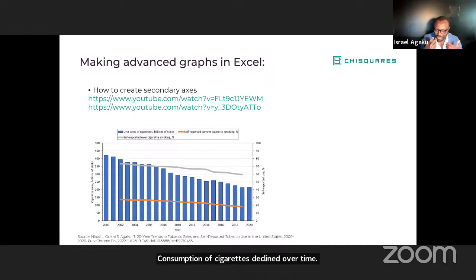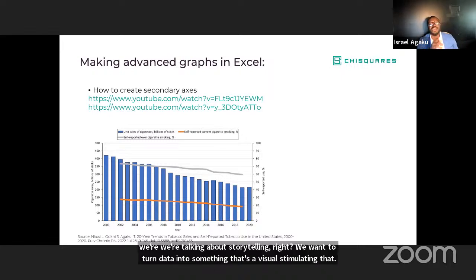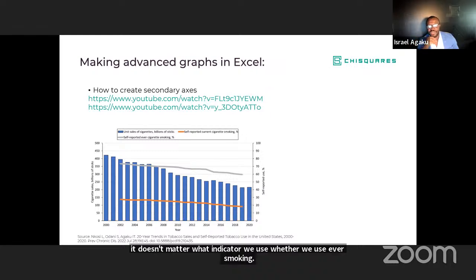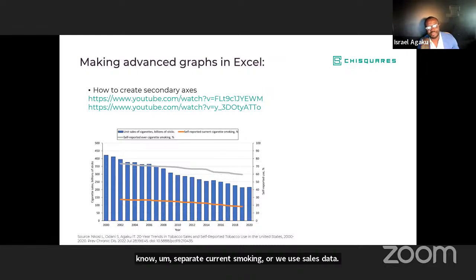So again, remember, we're talking about storytelling, right? We want to turn data into something that is visually stimulating, that the user doesn't even have to read the paper. They can see with their eyes and say, wow, I can see that over the past 20 years, there was a significant decline in cigarette smoking. And it doesn't matter what indicator we used, whether we used ever smoking, or self-reported current smoking, or sales data. All of those three data points tell us the same thing.